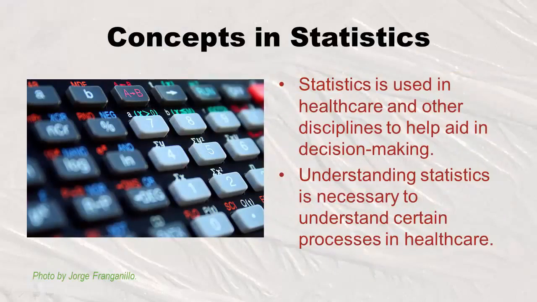So as I was describing, and just to review what I went over, statistics is used in healthcare and other disciplines too to aid in decision making, like I gave the example of the CDC and their vaccine for influenza. And so therefore, it's really important to understand statistics because you need to understand these processes in healthcare, like how do we figure out what to do? Like not only what do we do, but how do we figure out what to do? And that's really important because we use statistics a lot in healthcare.